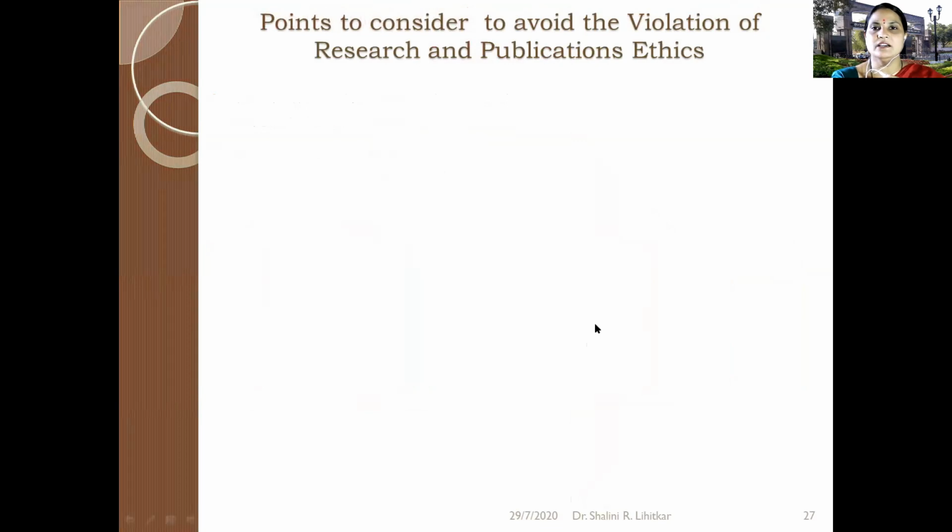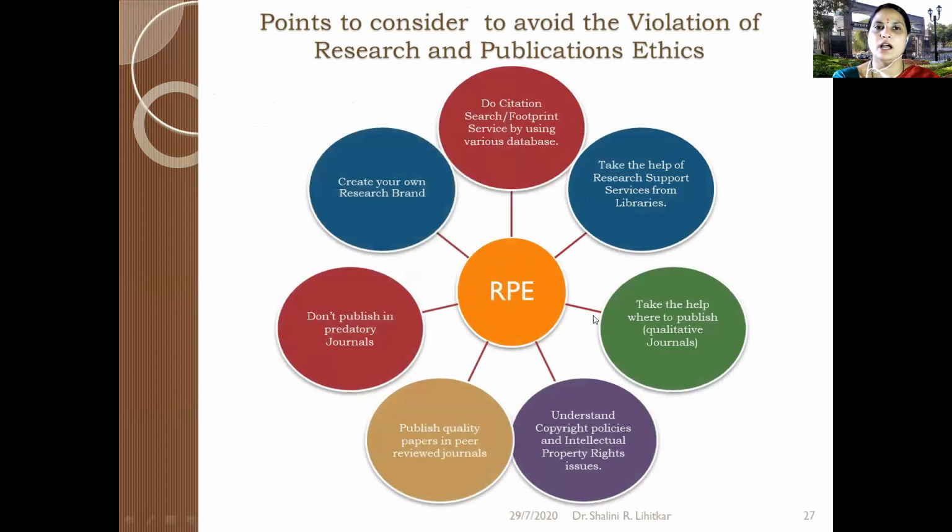Then points to consider to avoid the violation of publication ethics. Let us see how we can avoid this violation of publication ethics. First, do citation search or footprint services by using the various databases. Whatever databases you are using for searching the literature, you have to first take care about the citation search. If you do the citation search very systematically, and if you organize the citations with the help of a reference management tool, then you can avoid the violation of publication ethics.